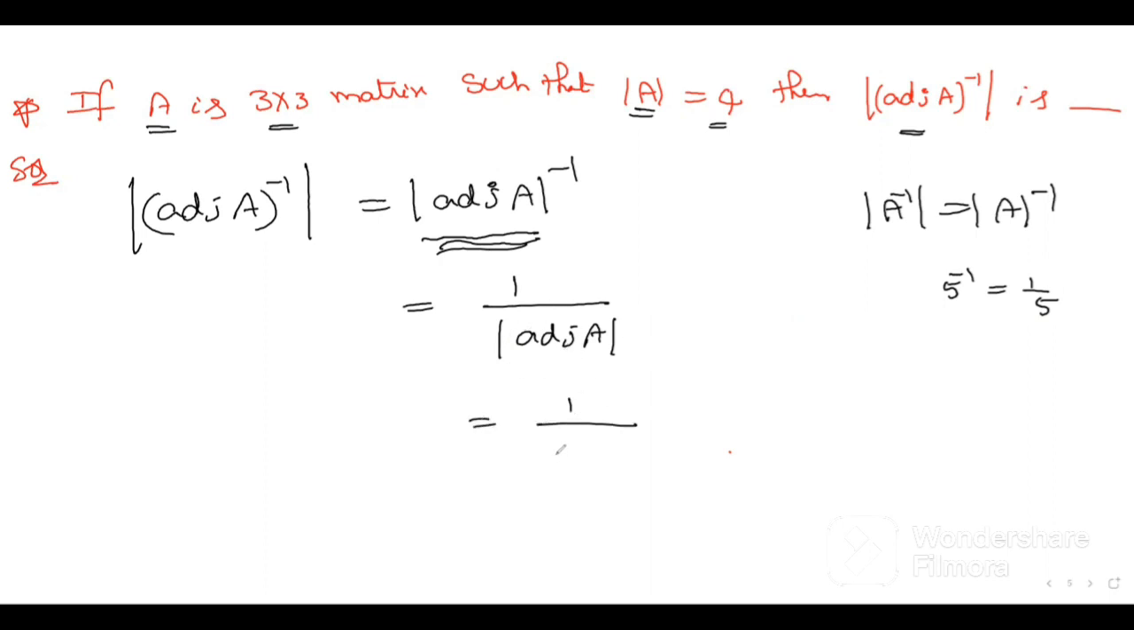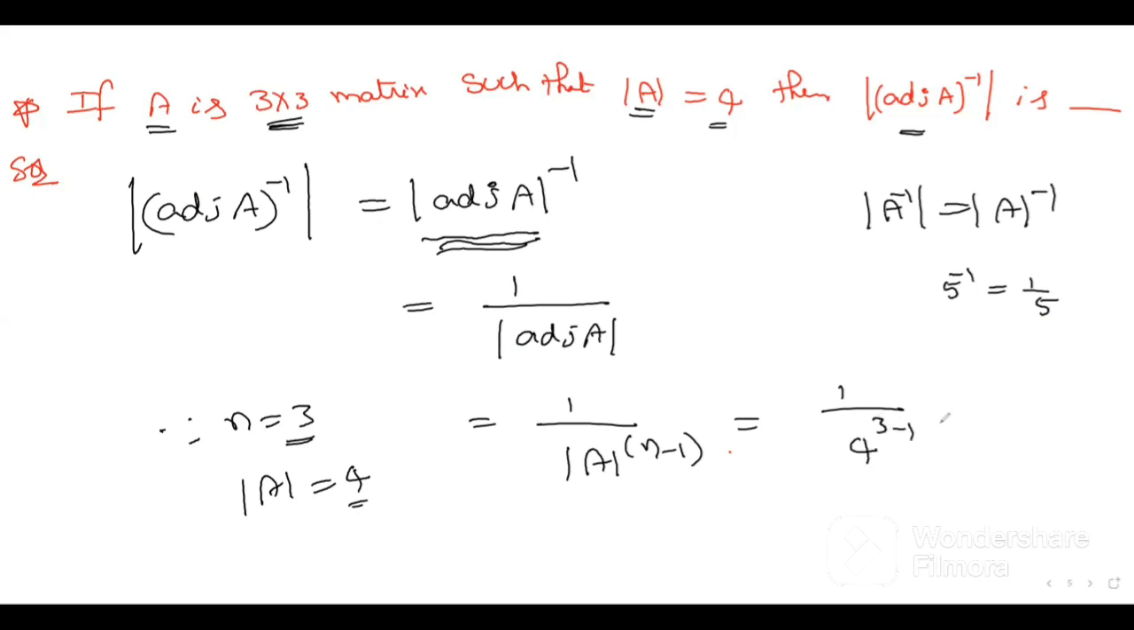For det of adjoint of A, we have one formula: det A power n minus 1. But what is the n value here? This is a 3 by 3 matrix, so n is equal to 3. Det A value from the statement is given as 4. Now substitute these two values in this final answer: det of A value 4 to the power 3 minus 1. What we get here? 1 by 16.